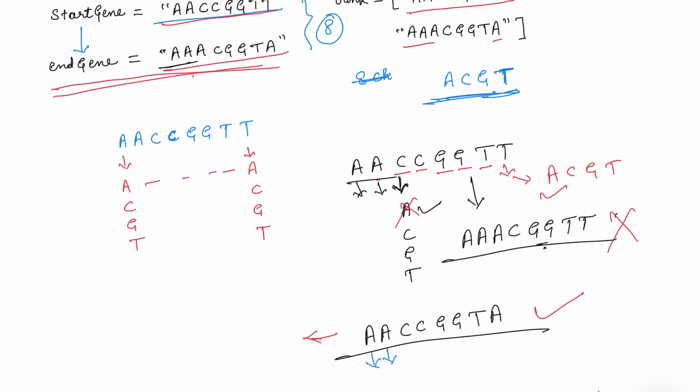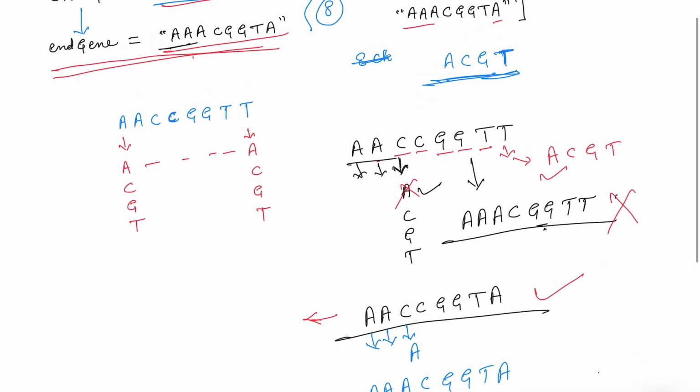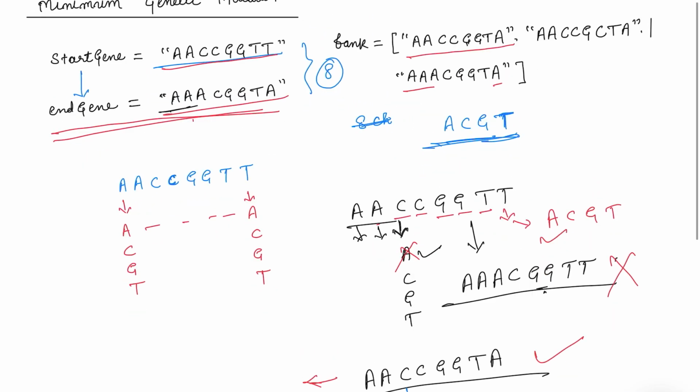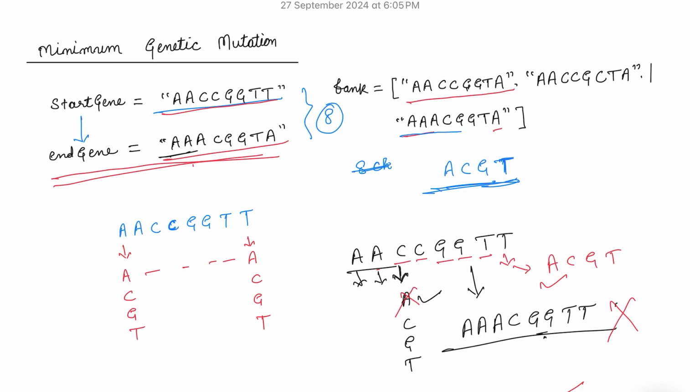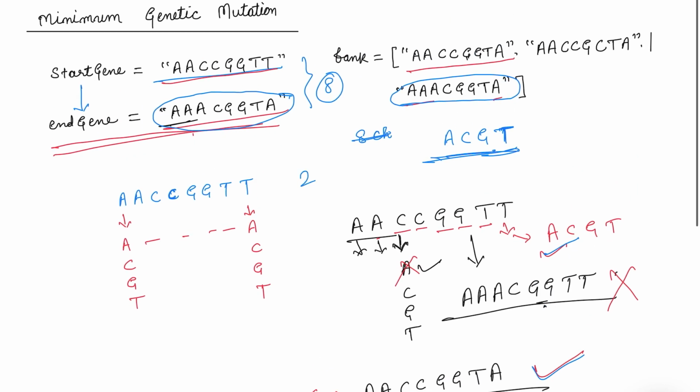Then we will mutate this C to A. Then this will become triple A, C, double G, T and A. So this is also available inside the bank. Triple A, C, double G, T, A. So this is available inside the bank. And our final target is also triple A, C, double G, T, A. So how many steps? First is 1 and 2. So in total 2 mutations, then only we can get the end gene after 2 mutations.